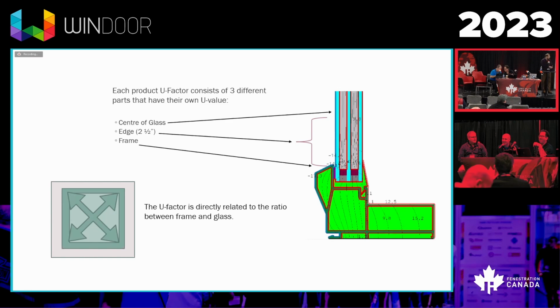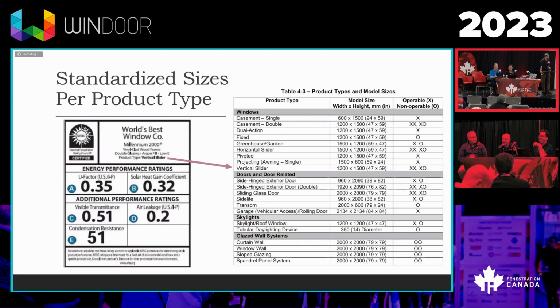So with a highly conductive frame, your edge will obviously perform less well than the center of glass, and it could perform in detrimental ways to your overall value. So there really is a lot of connection between how your frame is performing and how it affects the edge. But also, to get those comparisons, it has to be dependent on the size, because it's related to that ratio of glass to frame.